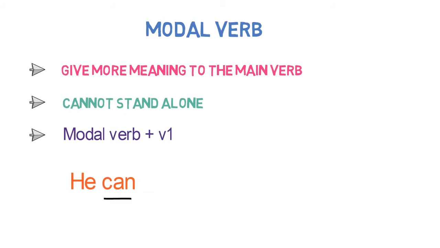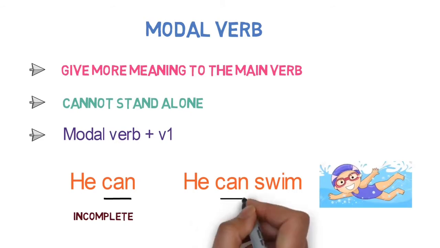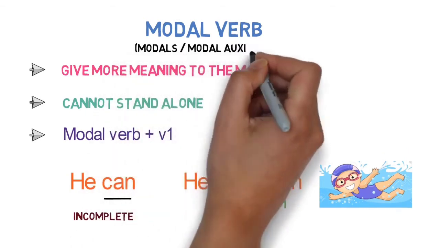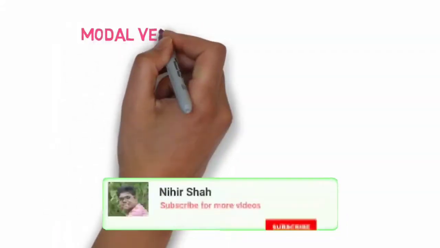The modal here is "can", isn't it? And "he can" is not a complete sentence, okay. So let me put it in another form: "he can swim". That means it is a complete sentence. The modal supports the main verb, swim, which is the action that is going to take place. Now we can see it is a complete sentence. So "he can swim", that has a modal, or we can say modal auxiliary verb.